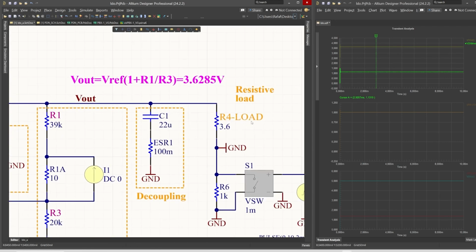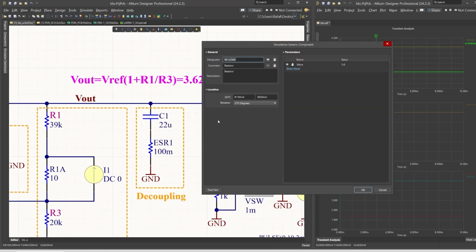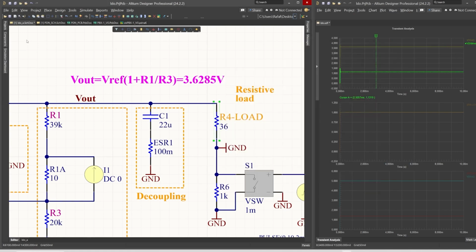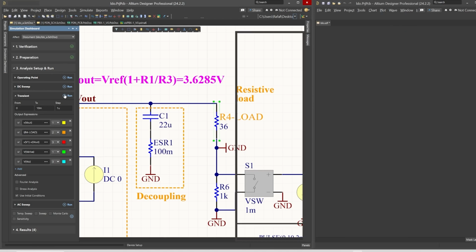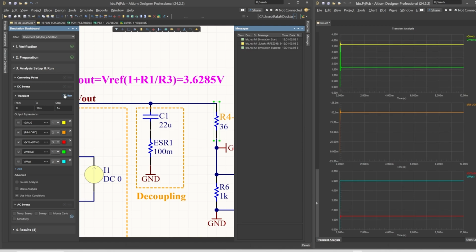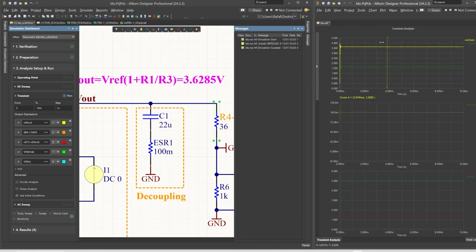Let's now increase the load resistor 10 times. To 36. Let's run the simulation again and let's see if we have exactly the same voltage at the output. Oh, we have some overshoot here, but that will be addressed in a different video. The Vout is exactly the same as before.